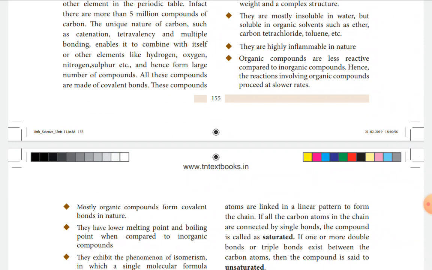Then organic compounds are less reactive compared to inorganic compounds. Hence, the reactions involving organic compounds proceed at a slower rate. So they are not highly reactive compounds, they are less reactive. Because of this lower reactivity, their reactions are at a very slow rate. The rate of reaction is low. Then next point.